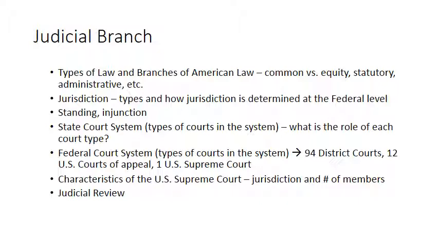In the federal court system, we have 94 district courts, and these are our trial courts in the U.S. We have 12 U.S. Circuit Courts of Appeal, and those are our appellate intermediate courts. And then of course we have one Supreme Court, which is our court of last resort. And then characteristics of the U.S. Supreme Court. How many members are there? What is their jurisdiction? Do they have original, appellate, or both? And then finally, what is the concept of judicial review?